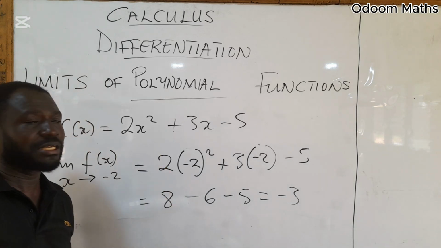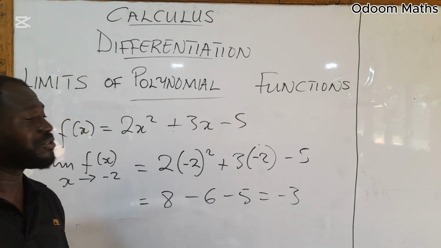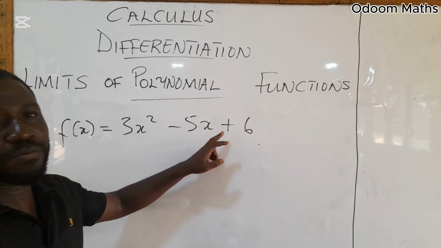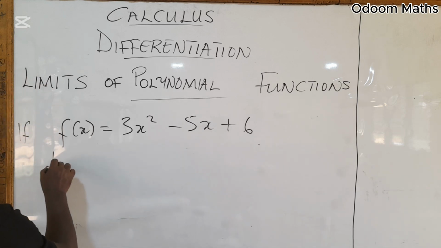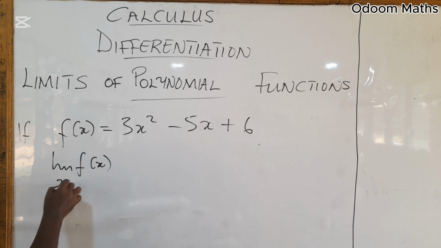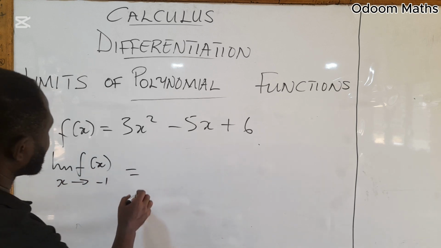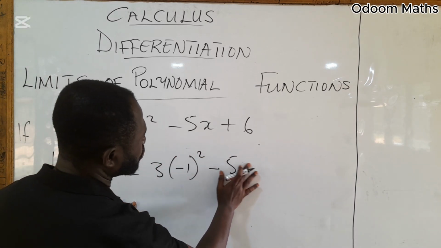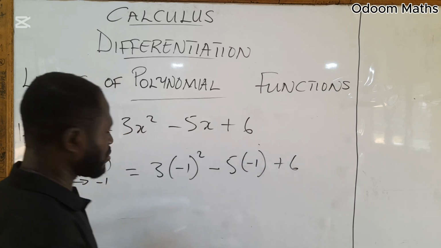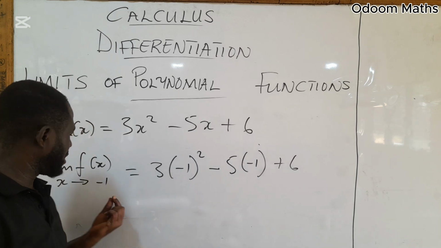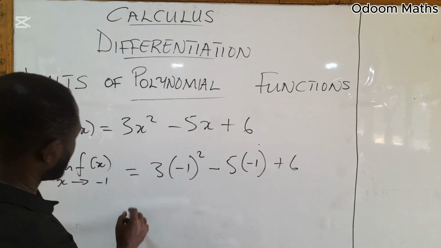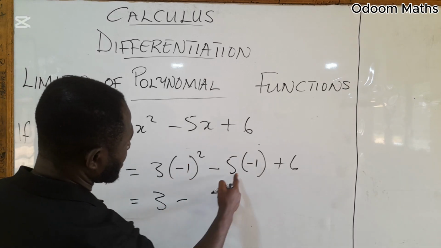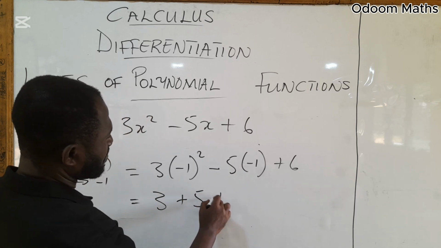So this is all about limits of polynomial functions. Let's look at one more example. If f of x is equal to 3x squared minus 5x plus 6, then the limit of f of x as x approaches -1 becomes 3 into -1 squared minus 5 into -1 plus 6. So we said when we see x, we put -1 there. Okay, so this becomes 3, this is going to be positive 1, then 3, so minus, and this becomes plus 5, so plus 5, plus 6.